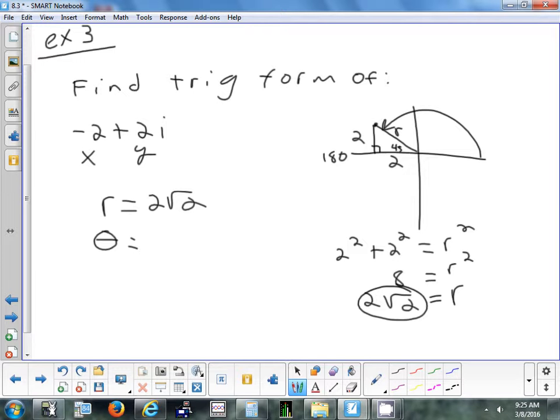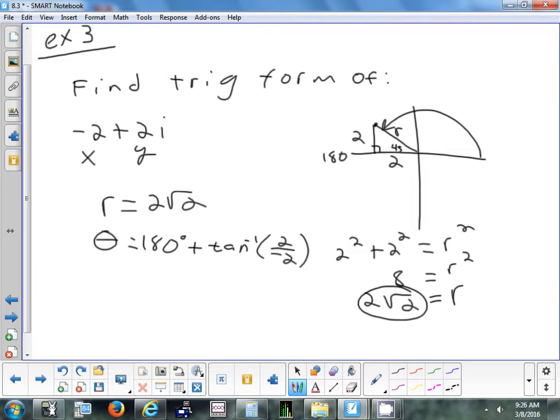Tan inverse of y over x, plus pi. Yep, so I'll do this one in degrees. If you want to do it in pi for radians, that's fine. And what do you call that last thing you said? Inverse tangent. Good. Inverse tangent of y over x, 2 over negative 2.